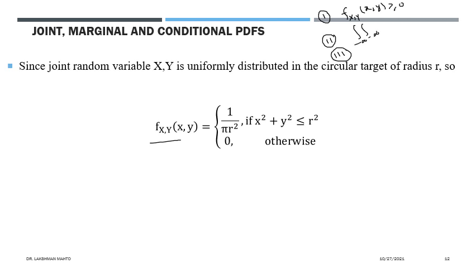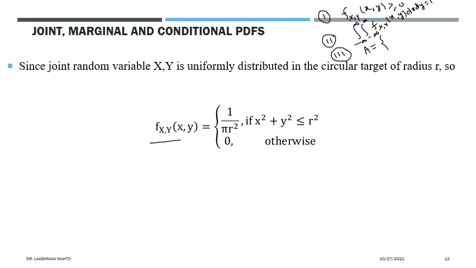The second property says that if you integrate the joint PDF for all values of x and y, with x varying from minus infinity to infinity and y varying from minus infinity to infinity, it satisfies the normalizing condition. That means the integral is 1. Here we are taking two random variables, so a double integration equal to 1 will come. That is the normalizing condition.